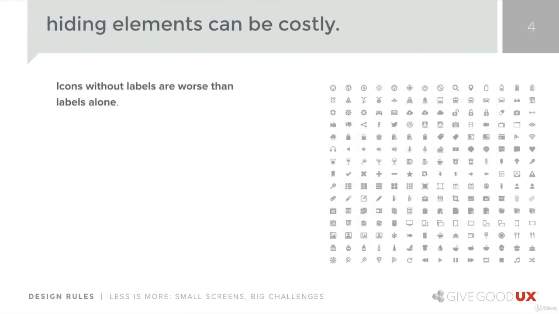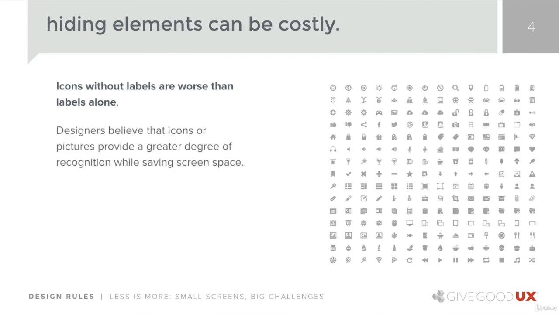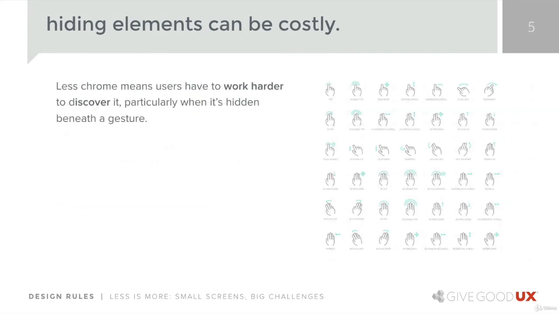Icons without labels, for example, are much worse than labels alone. All right? Designers often believe that icons or pictures provide a greater degree of recognition while saving screen space. Logically, I get it, but in fact, those things often go unused because they're vague. If I don't know what this is, if it doesn't fit my model of what something means, or I've never seen that icon before, right? And I'm supposed to understand what it means, it's going to confuse me. Less Chrome, less guidance, less labeling, less navigation, less whatever, means that users have to work harder to discover those things, particularly when it's hidden beneath a gesture.